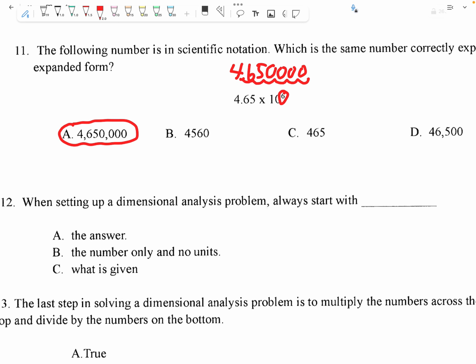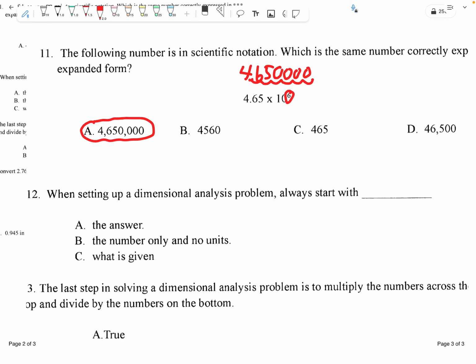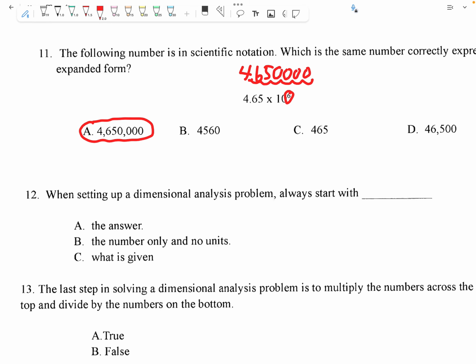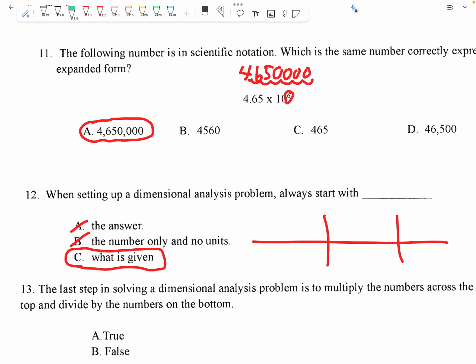When you are setting up a dimensional analysis problem, always start with what? You always start with the answer? No, you do not. You're trying to solve for the answer. The number only in no units? No. You always start with what is given. And where that number goes when you're doing dimensional analysis is always in this area right here. Okay, that's where it goes.